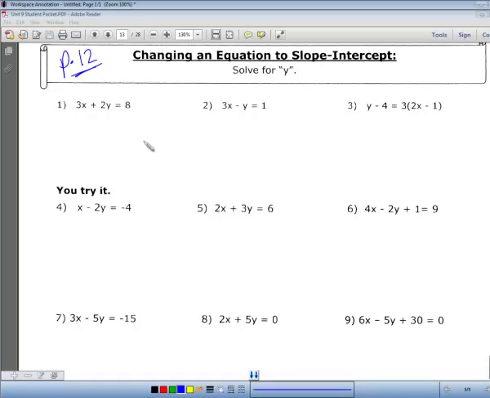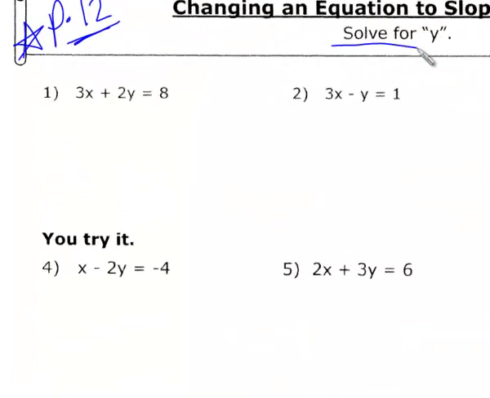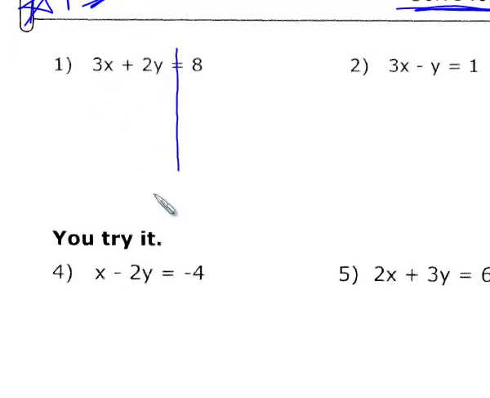Let's go ahead and turn to page 12 of our packet, and we will begin taking a few notes. Okay, so we are changing an equation to slope-intercept form, and we are solving for y. When we are solving equations, we do have two variables here, so we are solving for our y variable. So I'm going to draw my line down the middle. Then I'm trying to get y by itself, so I need to subtract 3x from both sides. I'm subtracting because my 3x is positive.